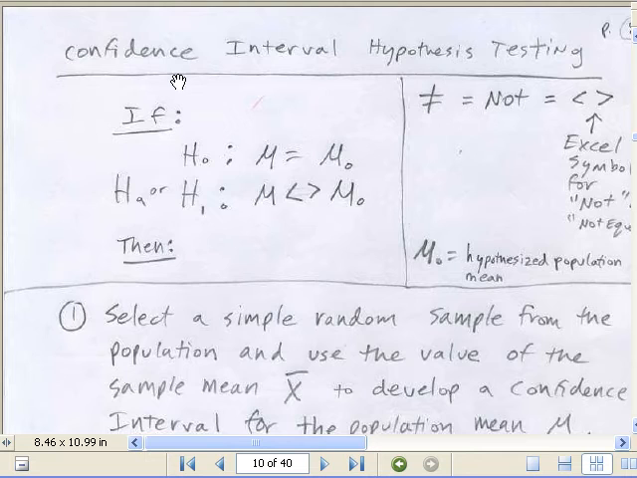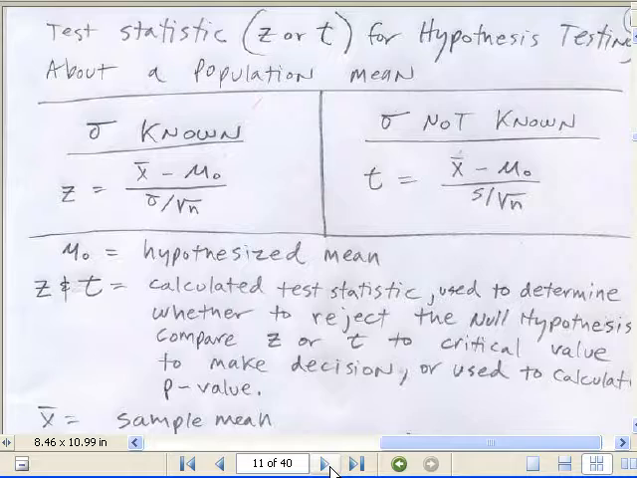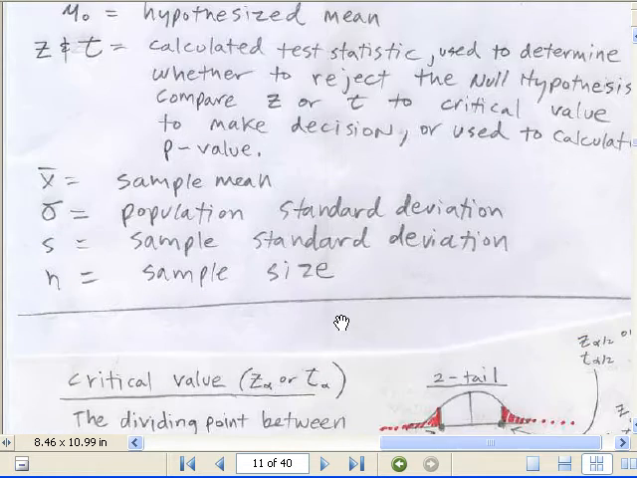I'm not going to read this one. This is just the confidence interval approach to hypothesis testing, which we saw last video. Now, the next couple pages here in the PDFs can be helpful because I kind of put all of the formulas and Excel formulas and statistics formulas together. Here's our test statistic, either z or t.